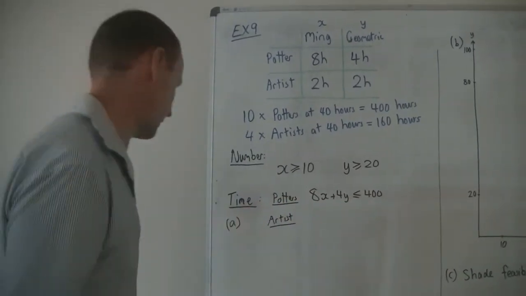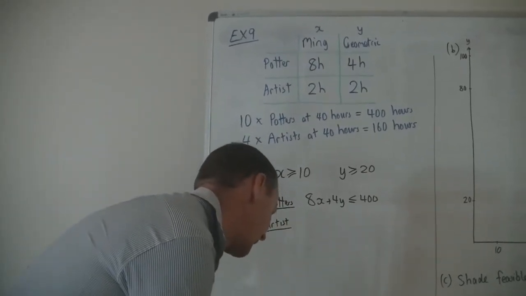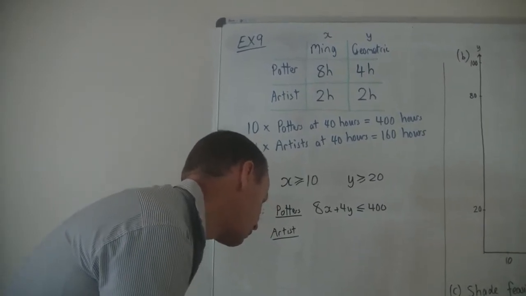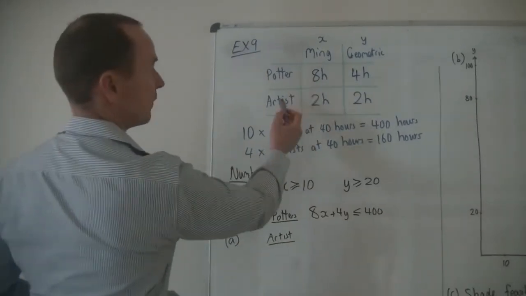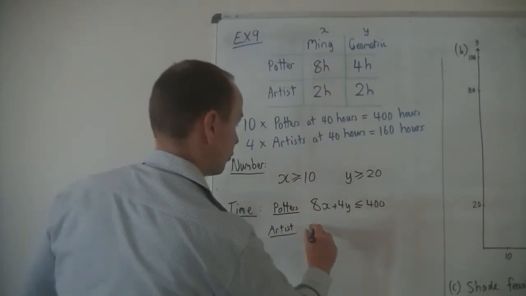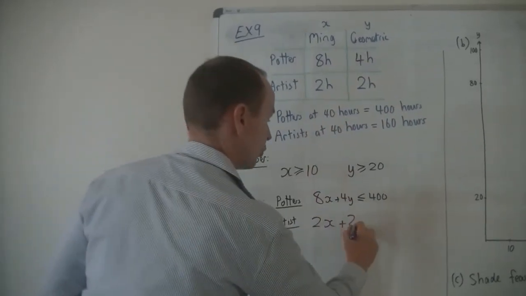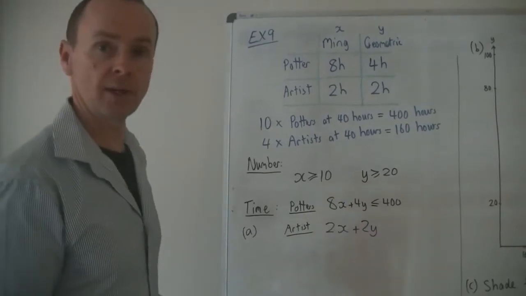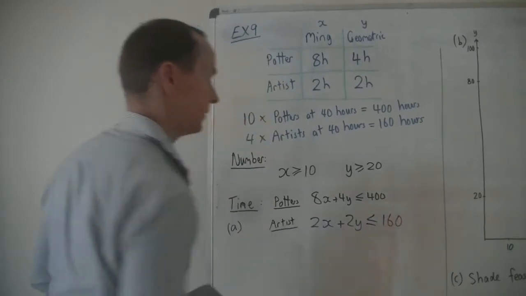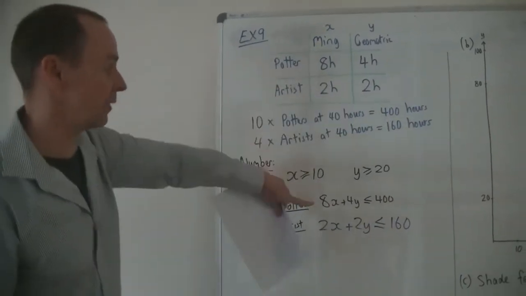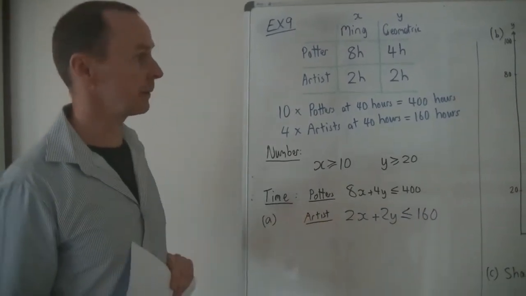Now the first thing the question is asking for: the total time available for the artist is 160 hours. Write this as one of the constraints. We've got 2 hours for the Ming ones for the artist, so that's 2x, plus it takes 2 hours for the geometric ones, so it's 2y. And the most time we've got is 160 hours, so it must be less than or equal to 160. So that's how we get it. It's very similar to the other one that was given, and it's just prompting you for the next constraint.